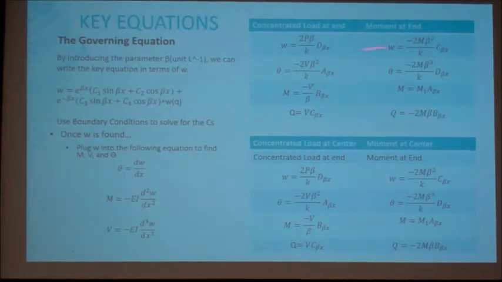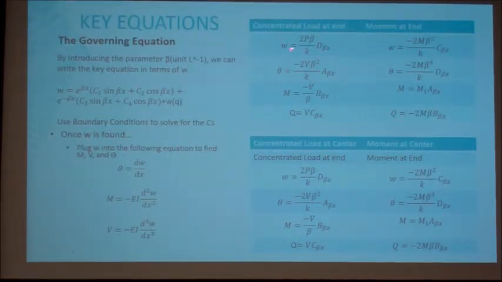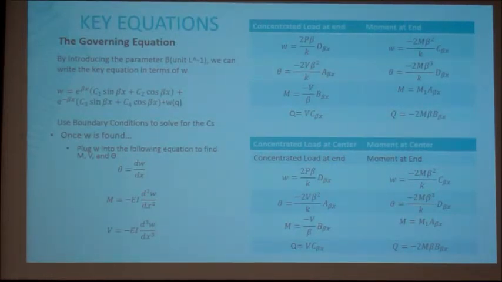So this is just a common table you can find in case you don't want to go through this entire process. If you know that you're solving a concentrated load at the end of a semi-infinite beam, you can just go straight to this table and use these equations instead of going through the entire deriving process. This is for a moment at the end, in the center, and a moment at the center. Any questions over these equations? Again, it's already solved out for these using the earlier equations.